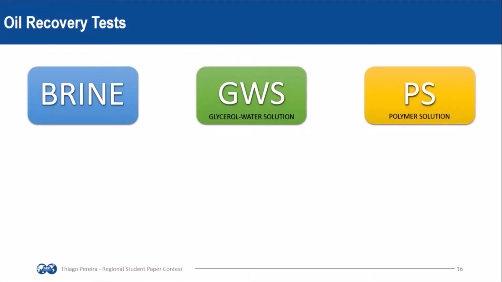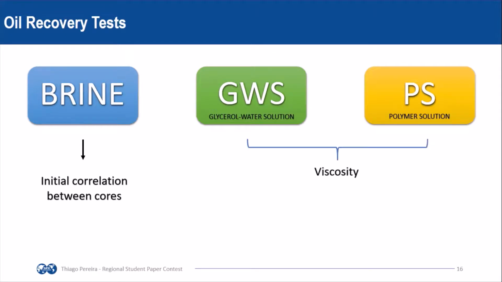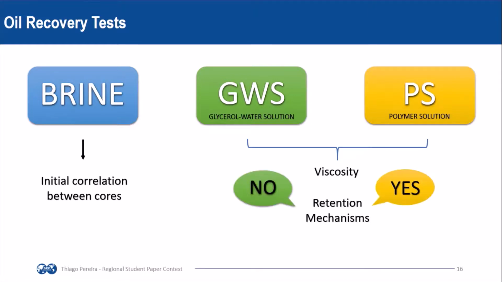So now we'll talk about the oil recovery test. Three different water compositions were used: brine, glycerol water solution, and polymer solution. Brine was used to have an initial correlation between cores. Glycerol was used to produce a water phase with a viscosity equivalent to the polymer solution. We did this to isolate viscous effects during oil recovery tests, so we could better analyze the retention mechanisms, since the glycerol water solution does not adsorb on porous media walls.